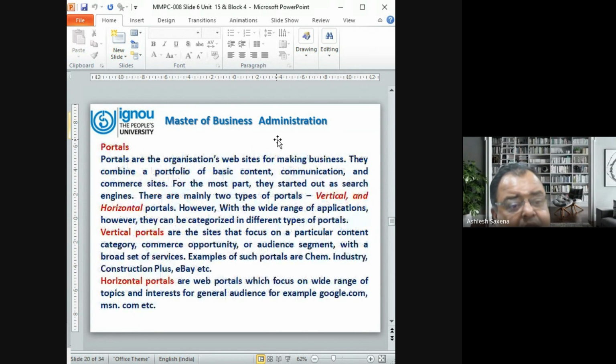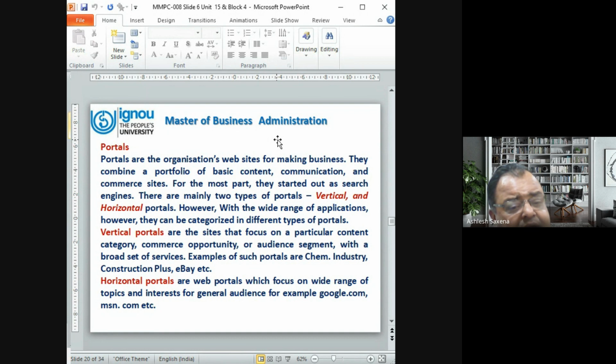Portals. Portals are the organization's websites for making business. They combine a portfolio of basic content, communication, and commerce sites. For the most part, they started out as search engines. There are mainly two types of portals, vertical and horizontal portals. However, with the wide range of applications, they can be categorized into different types of portals.